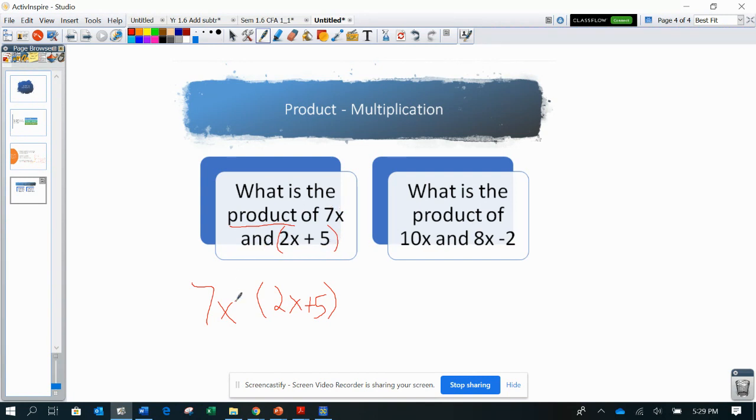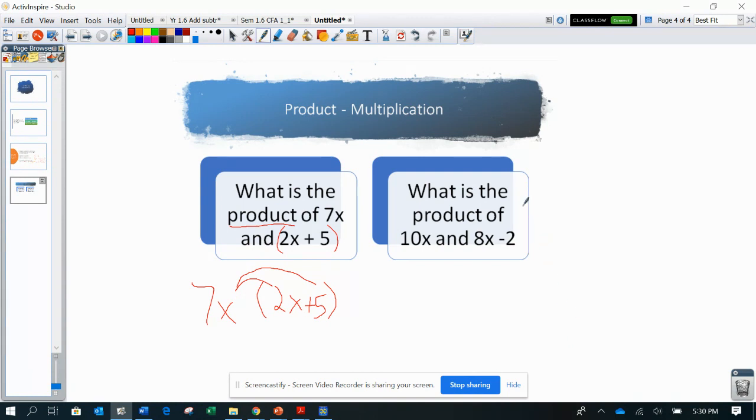What that means then is this 7x needs to be multiplied to each and every term in that parenthesis. And in here, it's meaning multiply that 7x by each and every term here. And how we would write it out is to make sure that we wrote it out using parentheses so that we are able to distribute that 7x to 2x and say 7x times 5.